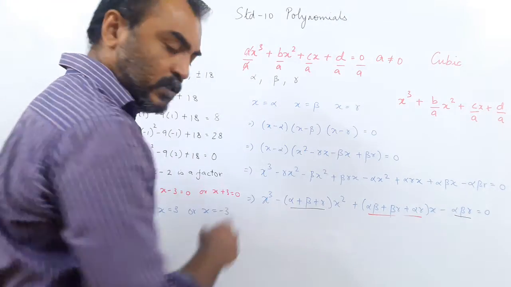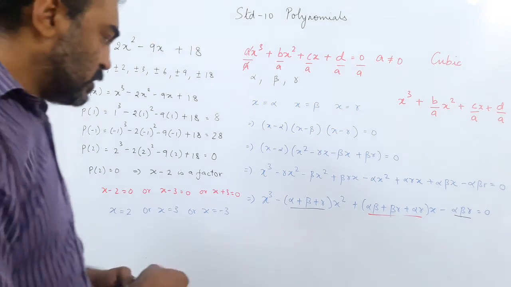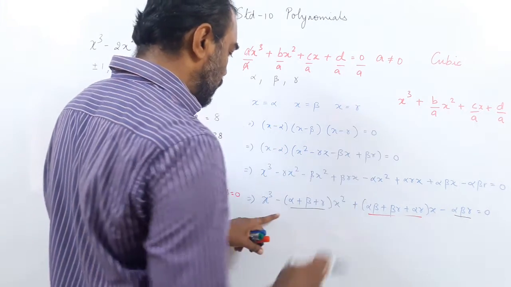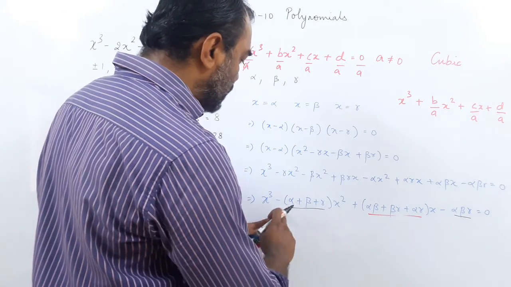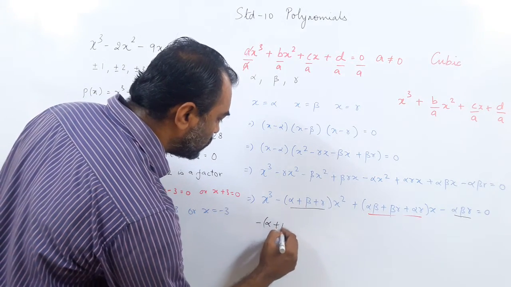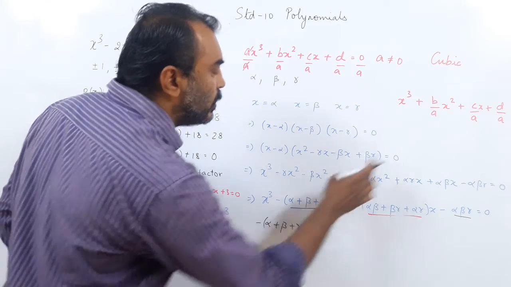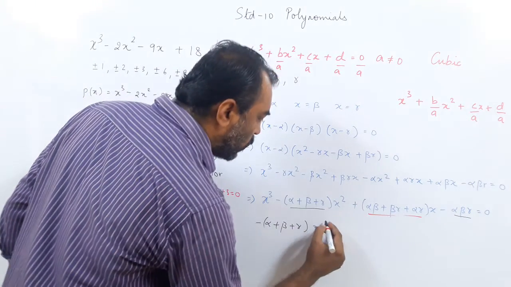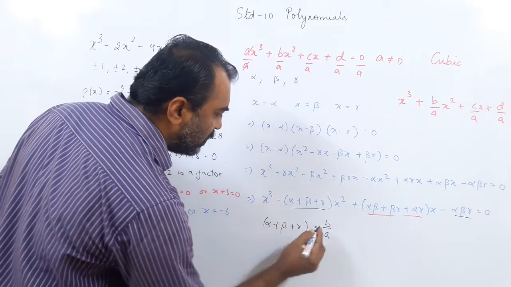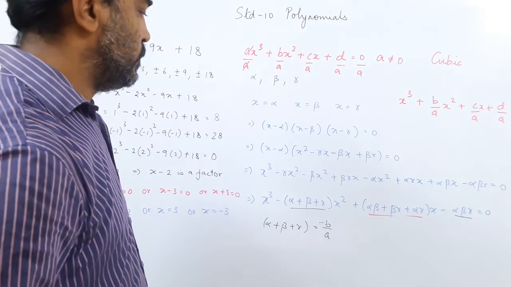Now compare these two equations. I'm going to rub this off, but we'll keep it just as it is. What are you getting? x cube and x cube are the same. Now minus alpha plus beta plus gamma is the coefficient of x square. What is the coefficient of x square here? b upon a. So it is positive this time, b upon a. No, I put the negative sign here. So alpha plus beta plus gamma is minus b upon a.